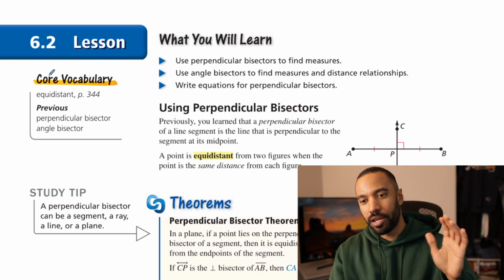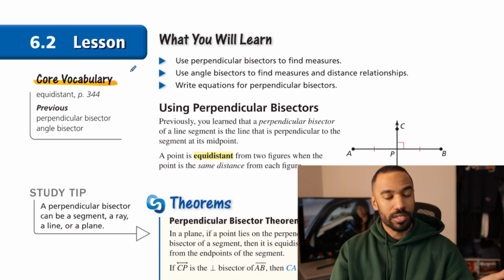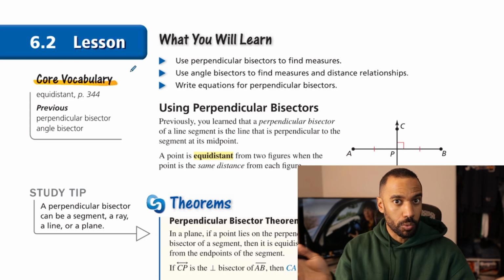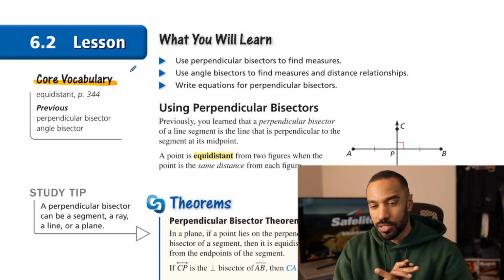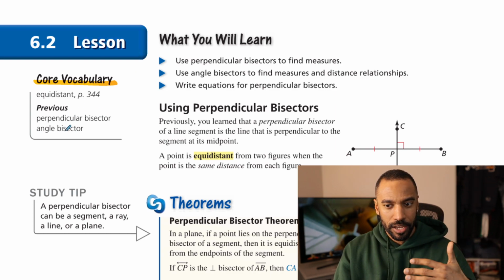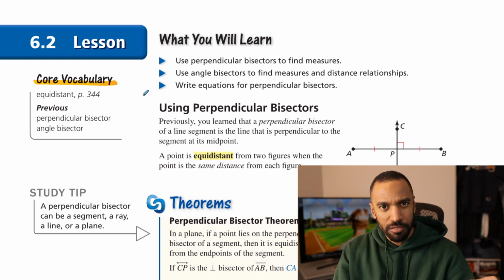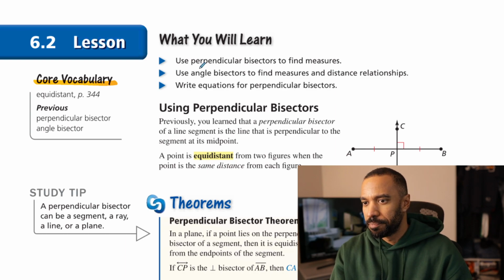Core vocabulary, we got to know the word equidistant. Equidistant means two things that are an equal distance apart. Or not necessarily two things, a multitude of things. And perpendicular bisector, angle bisector are the key words. Obviously, they're going to define them for you, but we'll talk about them.